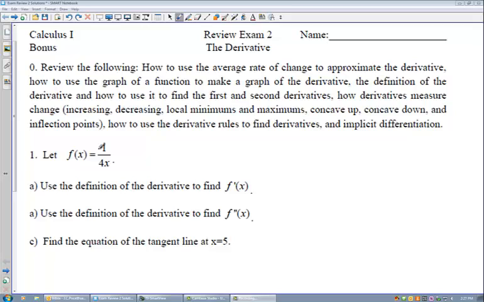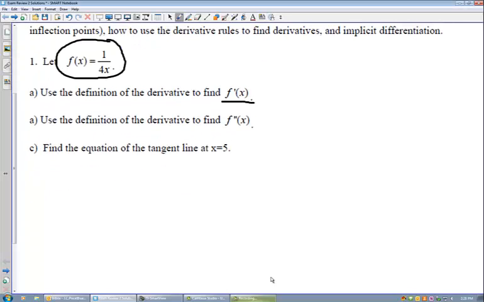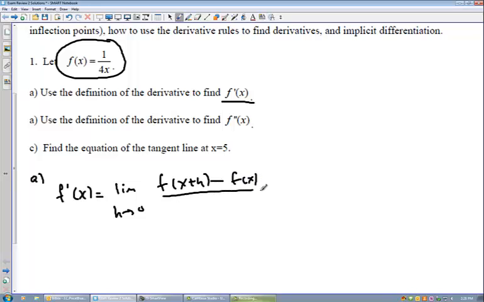with number 1. So we're going to let the function here be 1 over 4x. And what we want to do is use the definition of the derivative to find f prime of x. So let's do this right down here. Let's write down the definition of the derivative. So part A, we want to find f prime of x, which is equal to the limit as h goes to 0 of f of x plus h minus f of x all divided by h.